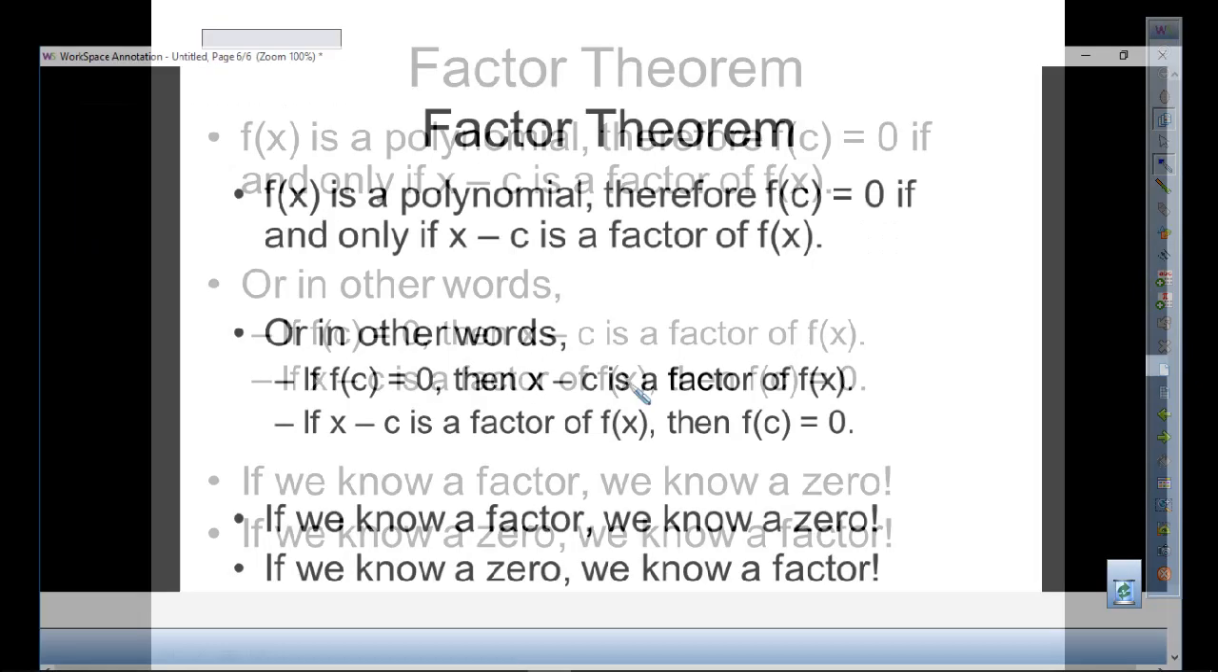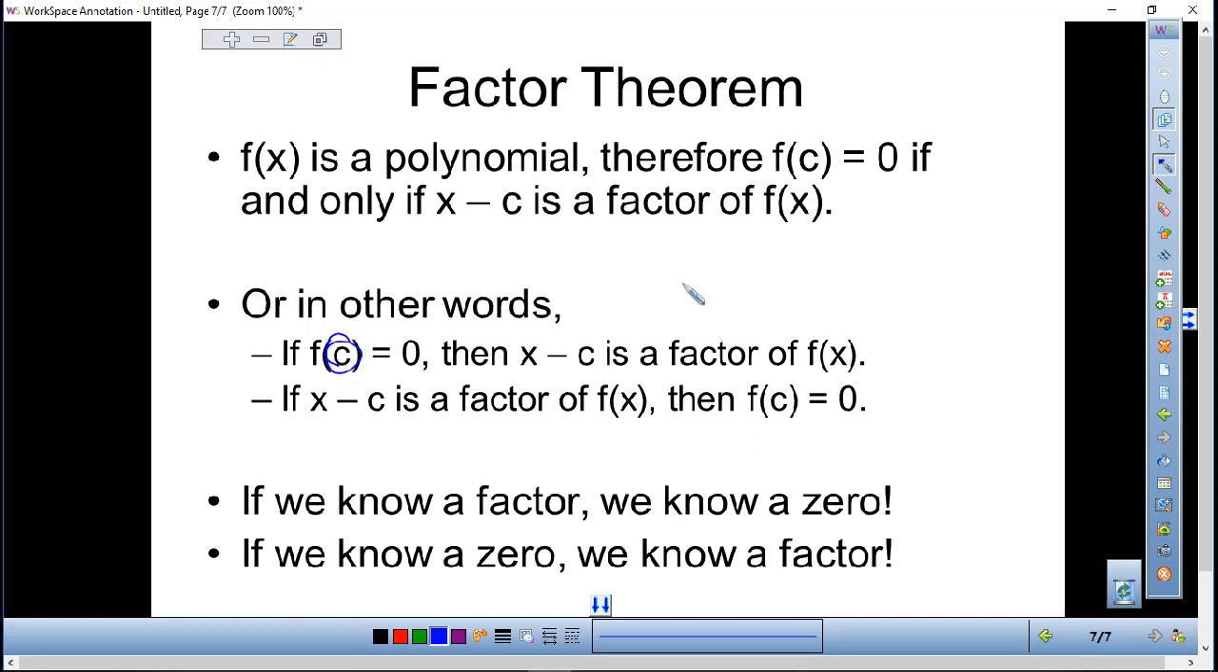But here's the thing. If we take this, we're saying x equals c. What happens if we set that thing and make it equal to 0? We're going to move it to the other side and get x minus c equals 0. Oh, look at that.